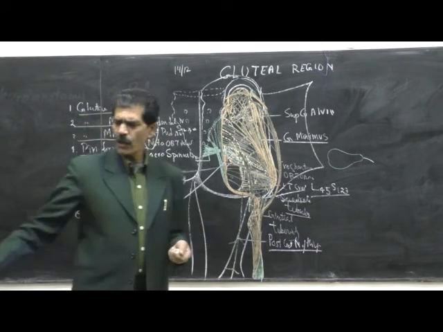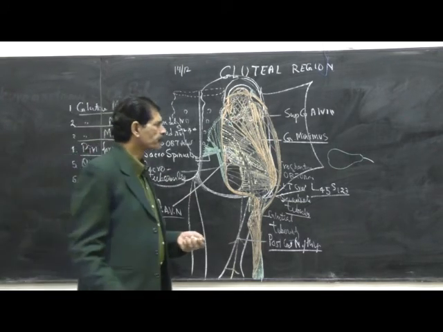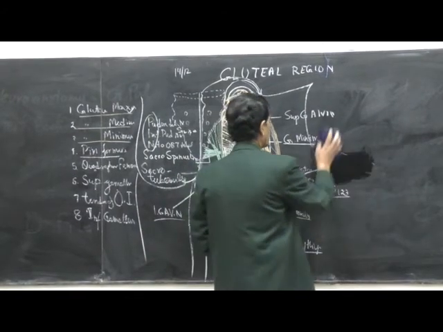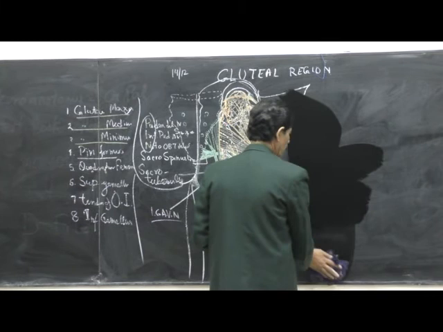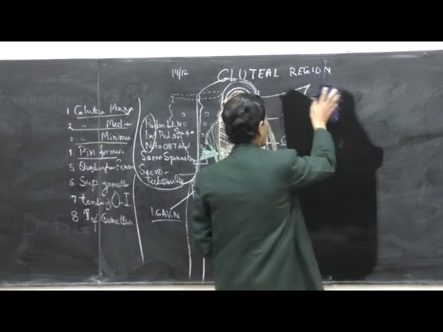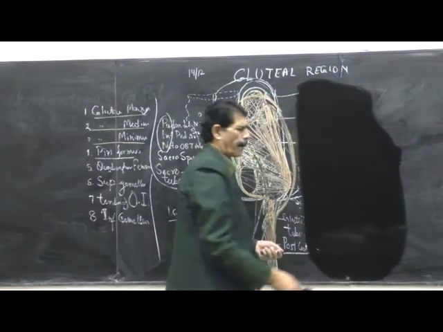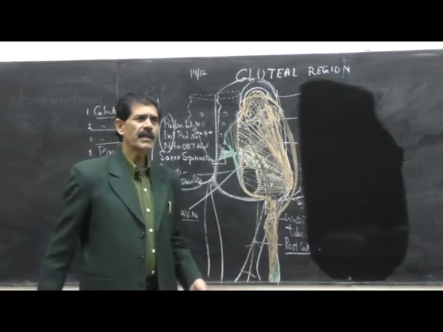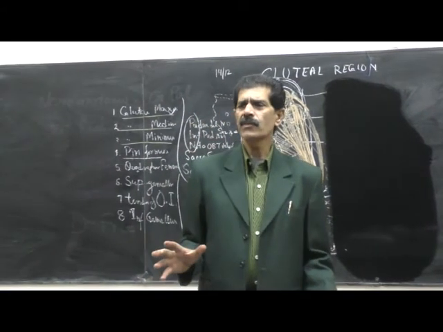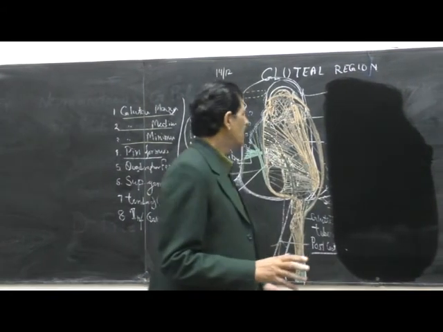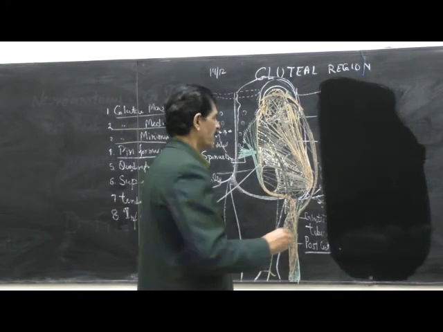In the applied anatomy of the gluteal region, the most common thing about the gluteal region is the intramuscular injections. So this gluteal region is a very optimal site for deep intramuscular injections. And there is a definite area for the intramuscular injections.